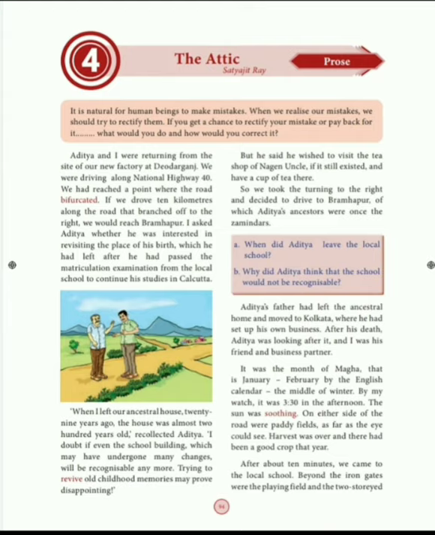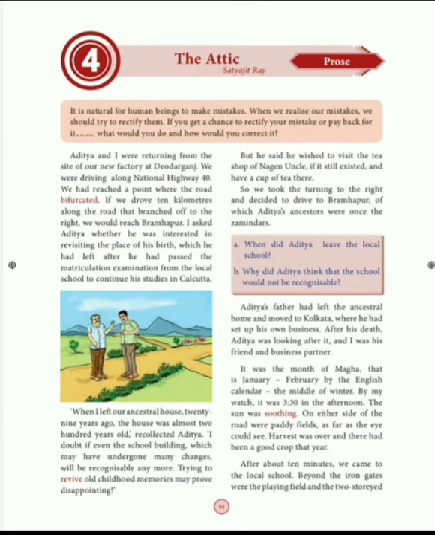So, what is the main theme? Making mistakes is a human character. Human beings will make mistakes. But if you get a chance to rectify that, you should rectify it, or else it's a great crime. If you are getting a chance to rectify your mistake, but knowingly you are not rectifying, that means correcting your mistake, it's a crime. So that's what we are going to learn in this lesson, The Attic by Satyajit Ray.